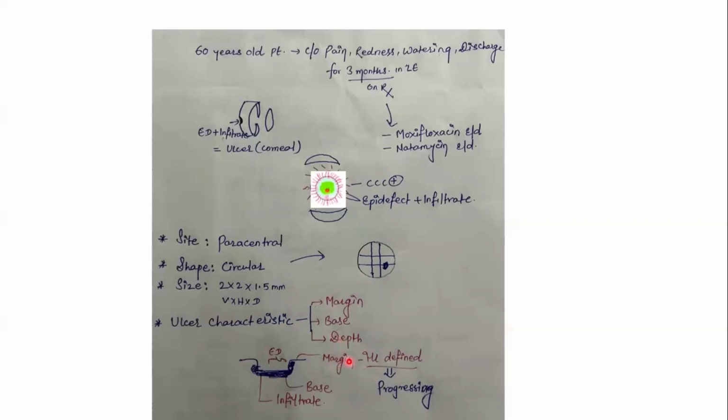If the corneal ulcer margin is ill defined, it suggests that the corneal ulcer is still in the progressing stage. And along with that, you also need to see the base of the corneal ulcer, whether it is a dry surface or a wet surface. And along with this, never ever forget to measure the epithelial defect and the infiltrate separately, because sometimes the infiltrate size is more than the epithelial defect size. It's very important to measure the epithelial defect as well as the infiltrate separately.